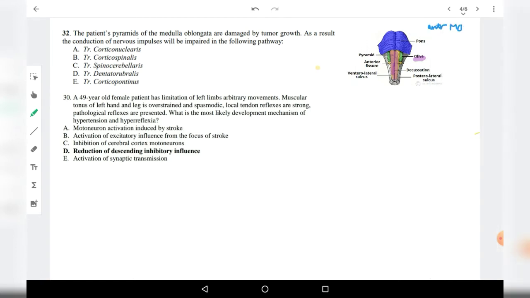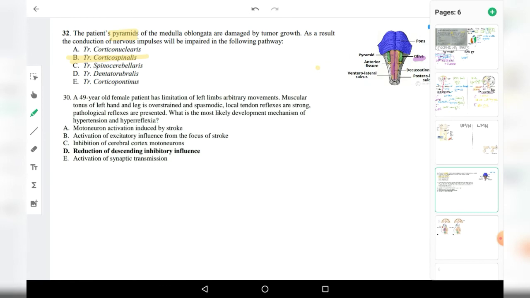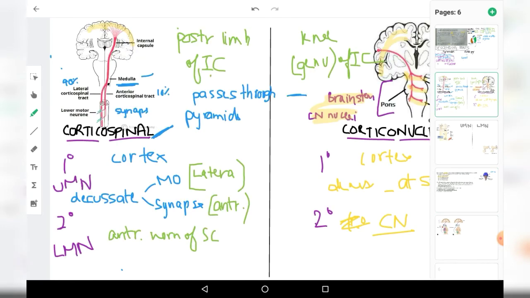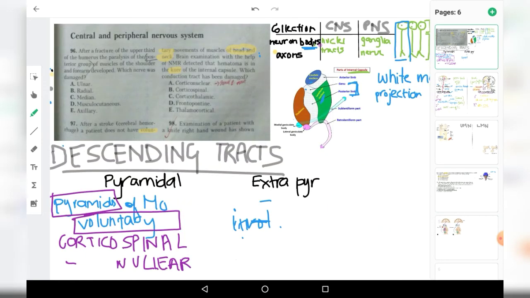In this question, the patient's pyramids of medulla oblongata are damaged by tumor growth. As a result, the conduction of impulses will be impaired in the following pathway. So clearly the answer is what? Corticospinal and not corticonuclear, right? Okay, so let's come back again to this question.